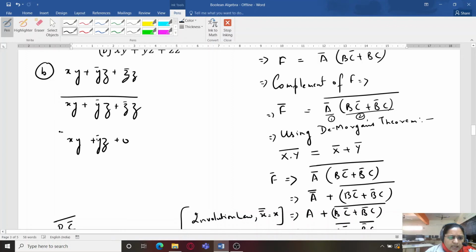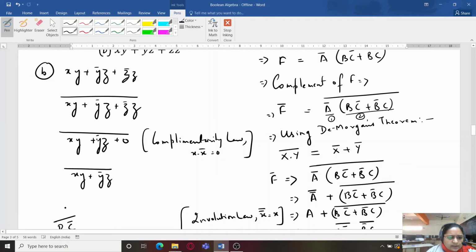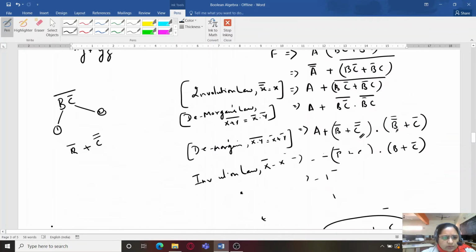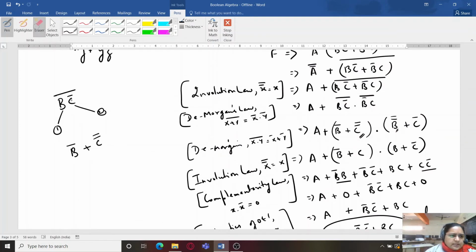which can be written as 0 by complementarity law, that is x dot x dash equals 0, and we will get the reduced form here, which is in this form. Now we can open it using De Morgan's law. So to do that, let me first clear the space from here.